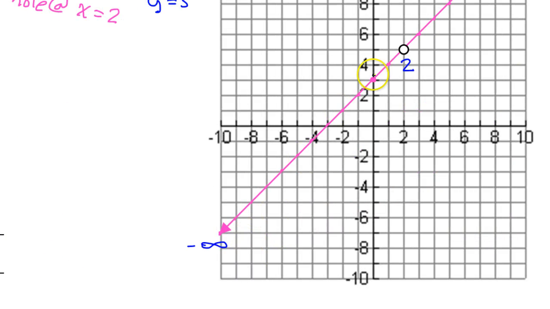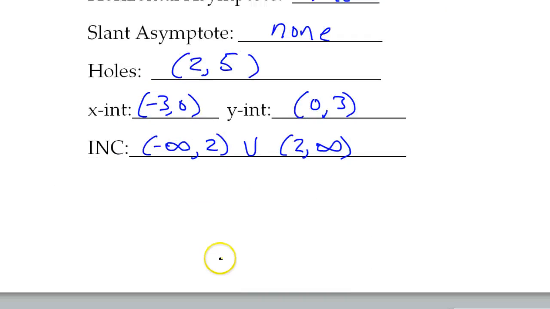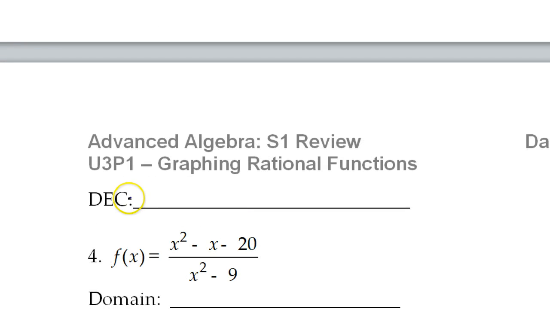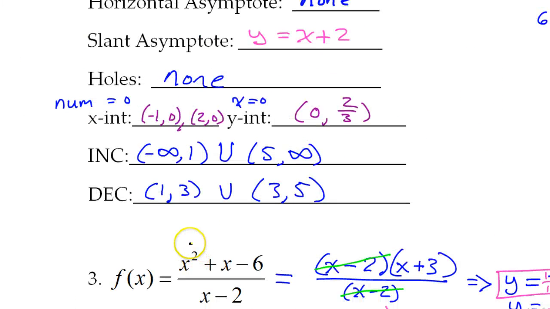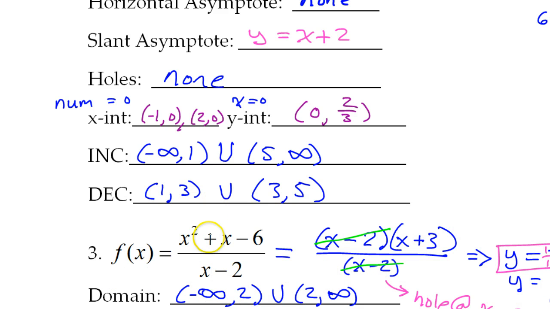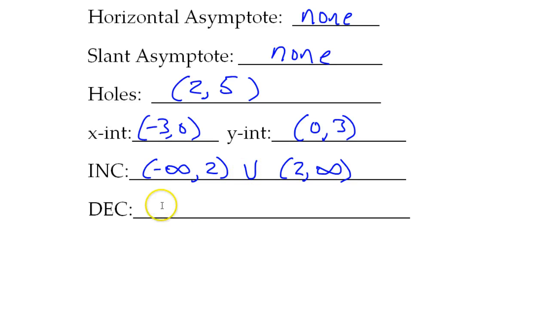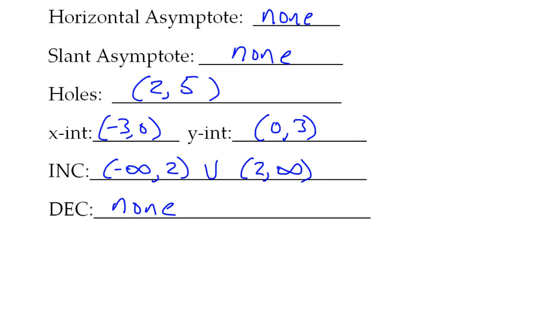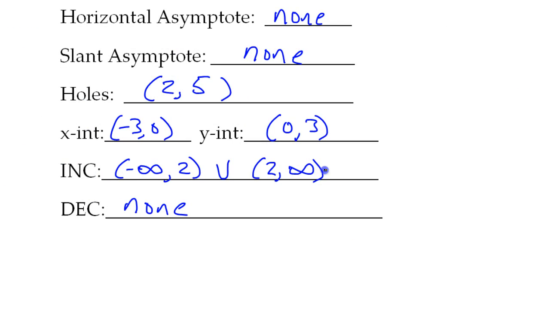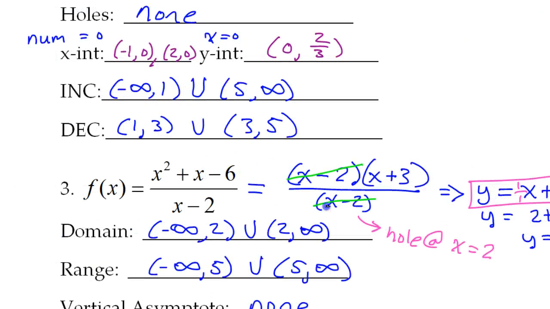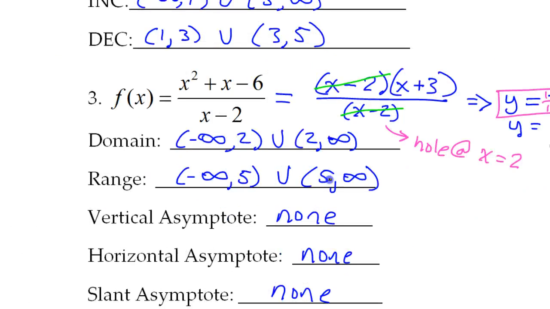It's increasing over its entire domain. Just had to leave out the hole. Okay, this got cut off, but decreasing interval, there wasn't one. Can I make this wrap back around? That's better. Decreasing intervals, there are no decreasing intervals, none. It's all increasing. Okay, that is it for problem number 3.